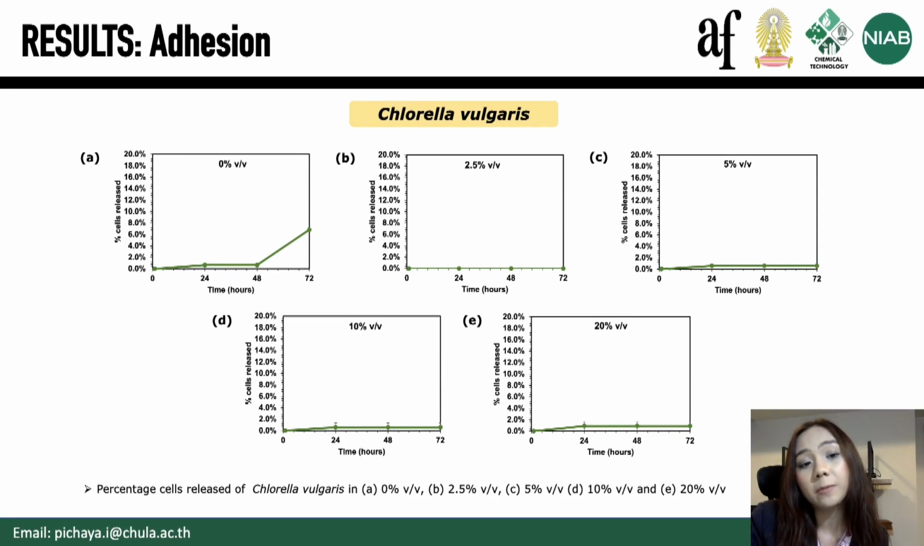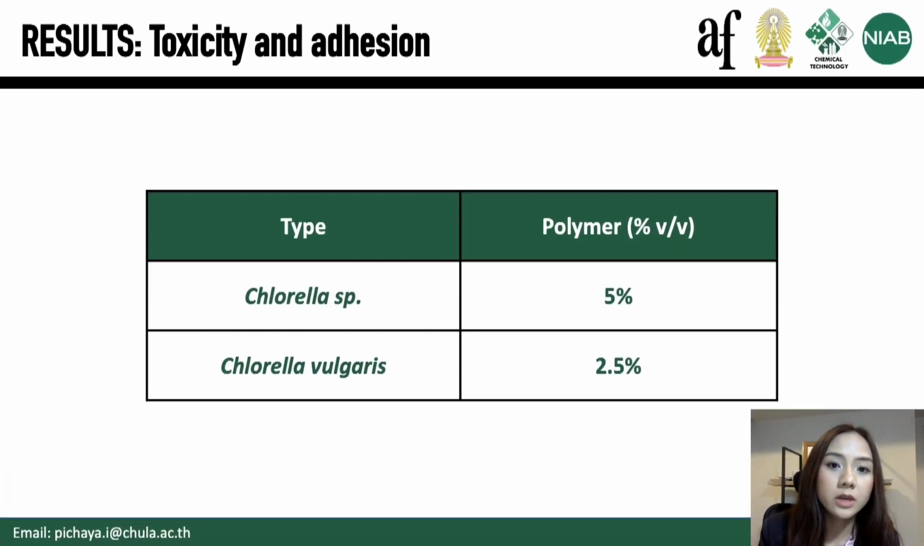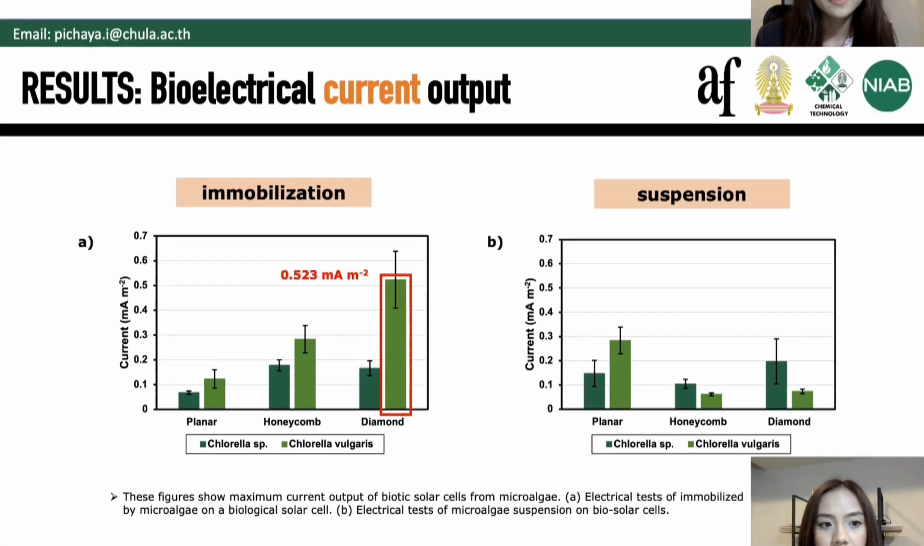The same effect also applied to the Chlorella vulgaris species, where when we increase the acrylic polymer just a tiny amount, it attached onto the electrode better than the Chlorella species. This may be due to the fact that Chlorella vulgaris likes to agglomerate anyway in nature. So once we evaluated the data that we obtained from the toxicity and adhesion tests, we found that the suitable amount of polymer for Chlorella species was 5%, while the Chlorella vulgaris only needs 2.5% polymer.